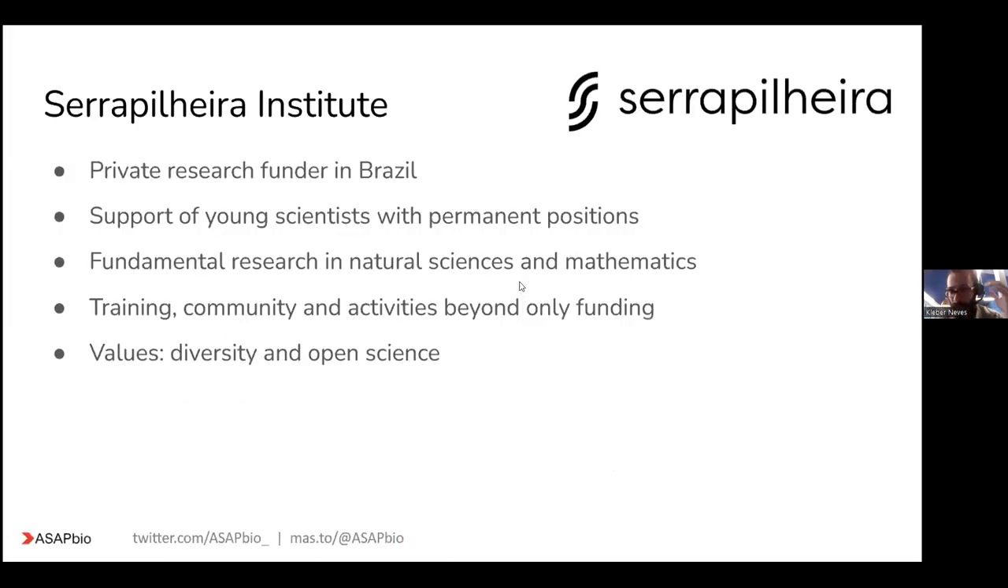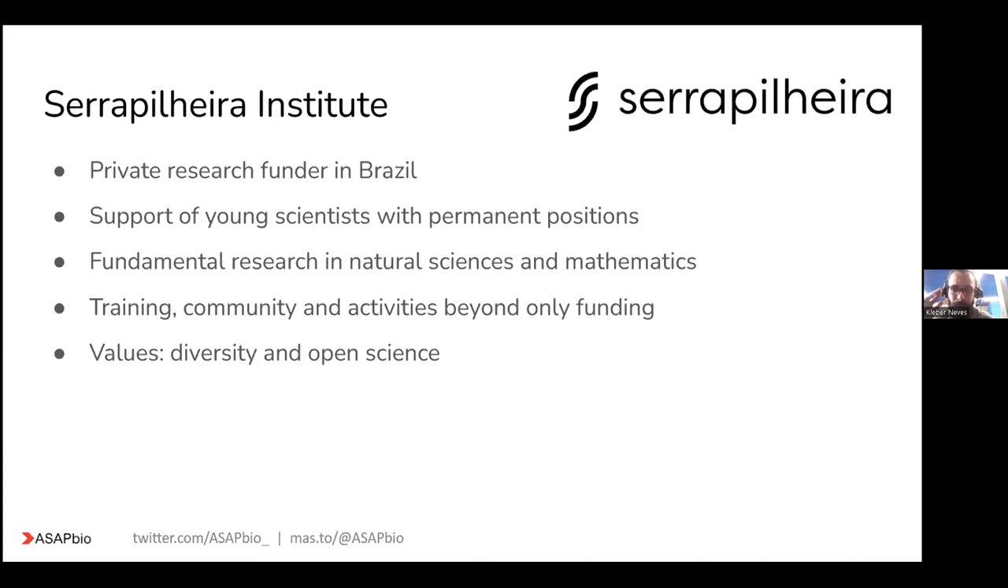So a little bit about the Institute for those who don't know it. Serrapilheira is a private research funder in Brazil. And the core of our science funding is to support young scientists with permanent positions in Brazil. And we fund fundamental research, basic research in the natural sciences and mathematics. Beyond funding the actual grant making, we do training and try to do community building and activities with our grantees to keep a community and to share our values.